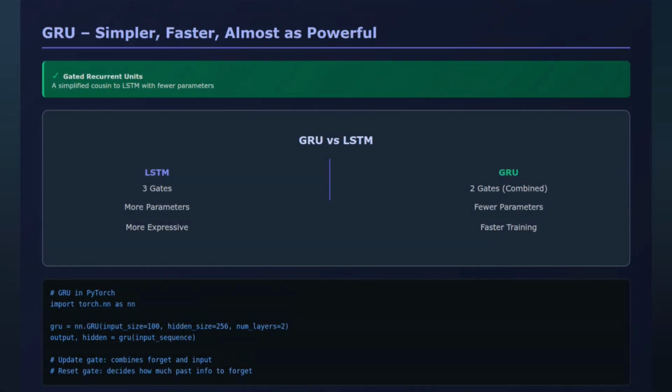Gated recurrent units, or GRUs, are like LSTM's younger, simpler sibling. Researchers asked, do we really need three separate gates? Can we simplify this? And they did.